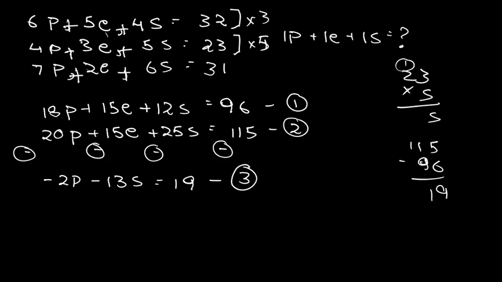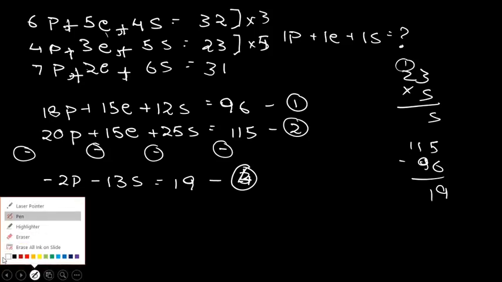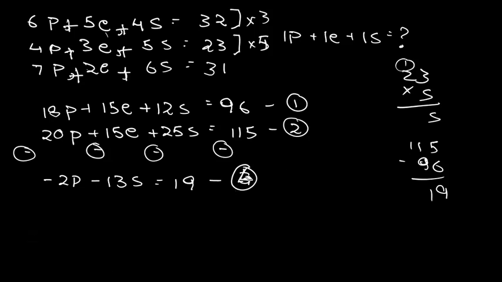Now what you have to do? You can choose another combination, like equation number 2 and 3, or you name it as equation number 4. Okay, you can just name it as equation number 4.